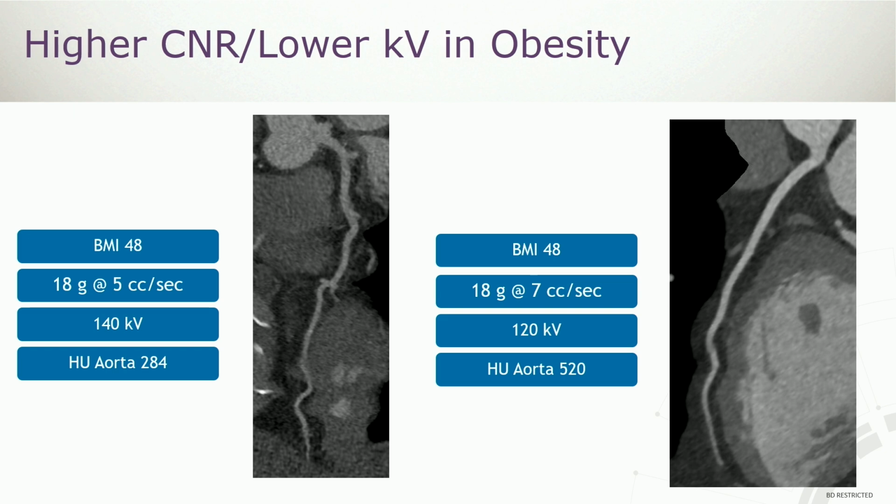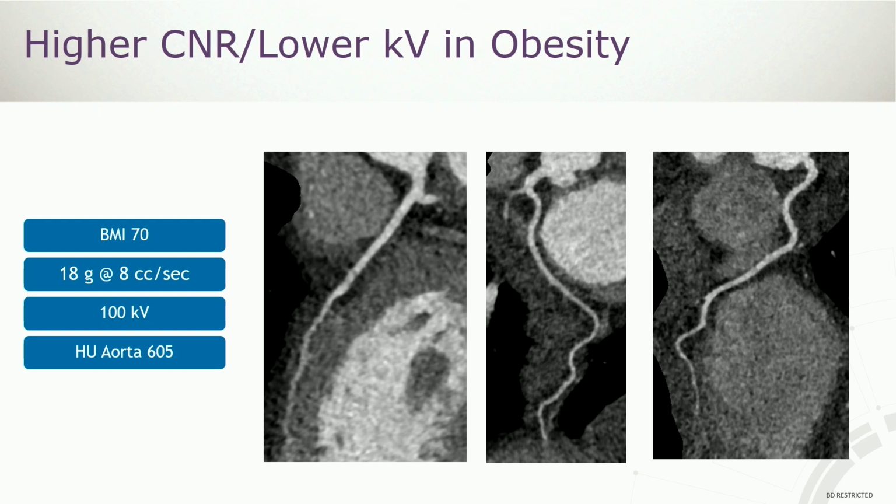Now, these are comparable patients, another BMI of 48 with an 18 gauge Diffusix at 7 cc's per second. And really, it's at 120 kV, and you can see I've got much more attenuation in the aorta, as well as in the LAD, which is shown here. And I can see the vessel very nicely. All of that noise is gone. I can see this is a very normal vessel. Not the same patient, but very comparable in terms of body characteristics.